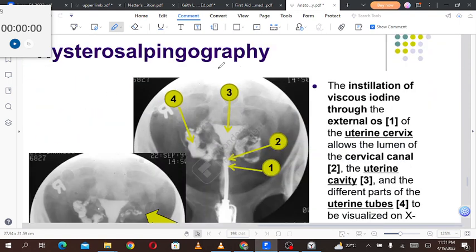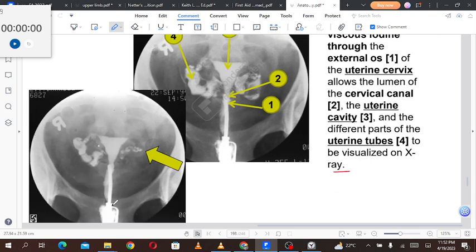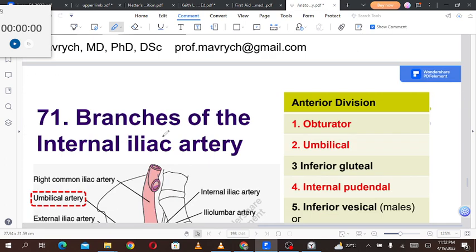What is hysterosalpingography? Hysterosalpingography is the instillation of viscous iodine through the external ostium of the uterine cervix, which allows the lumen of the cervical canal, the uterine cavity and the different parts of the uterine tubes to be visualized by X-ray. Here you can see that because of the injection of the contrast medium, we can see the uterus, the triangular one. The normal uterus is triangular on imaging. Then we have the salpingo tube, and then the contrast is entering the peritoneal cavity as well.